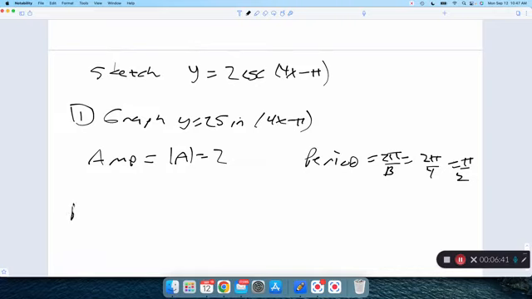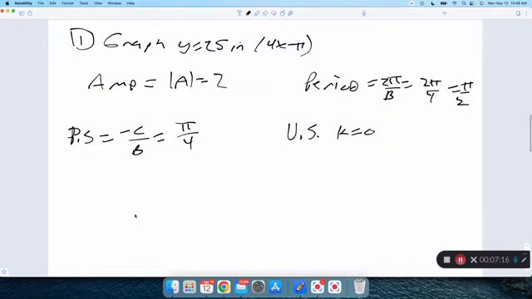Okay, we find our phase shift. Our phase shift is always opposite of C over B. Opposite of negative pi would be positive pi over B, 4. Our vertical shift. I'm never going to give you a vertical shift with a secant or a cosecant. Like, these are bad enough. I'll just go ahead and give you a hint here. The vertical shift on secant and cosecant will always be 0. K equals 0. No vertical shift. We do start and end.